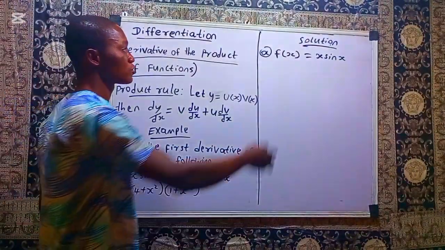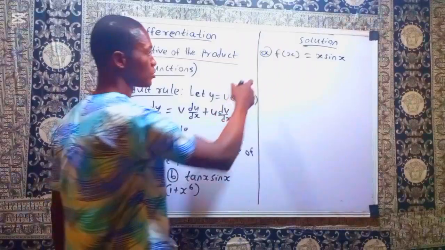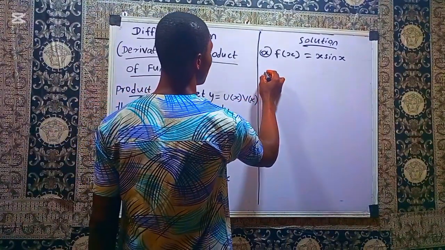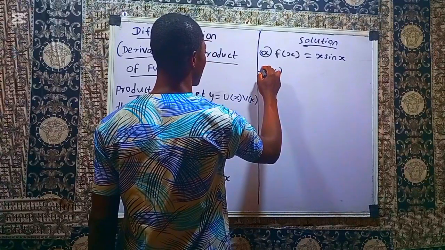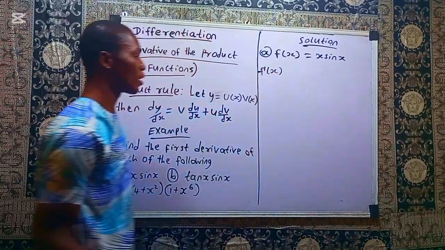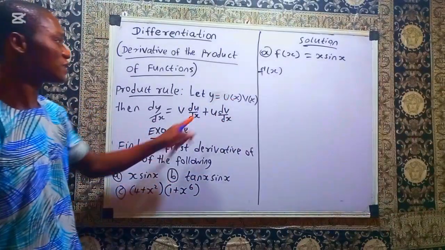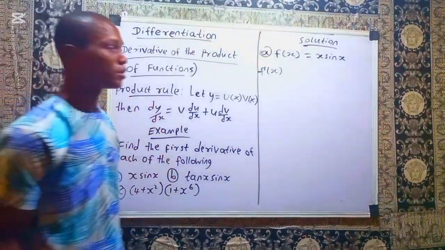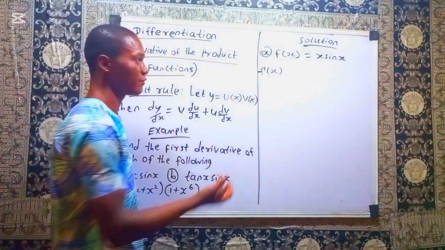f of x is equal to x sine x. So I want to find the derivative of this function with respect to x, which is f prime of x. Assuming that I call this function y, then where I wrote f prime of x, I would write dy dx. Whichever way, I call the function f of x because it's a function of x.